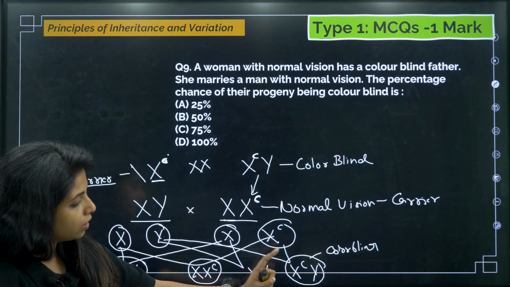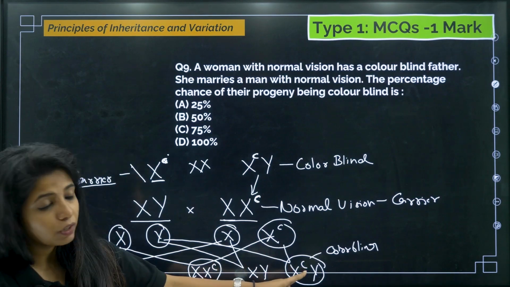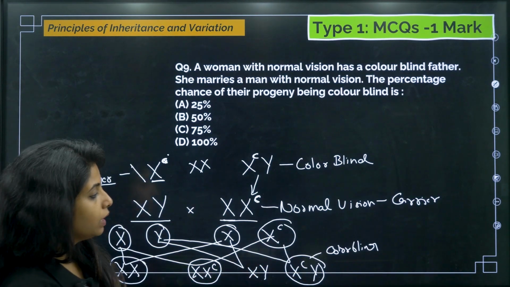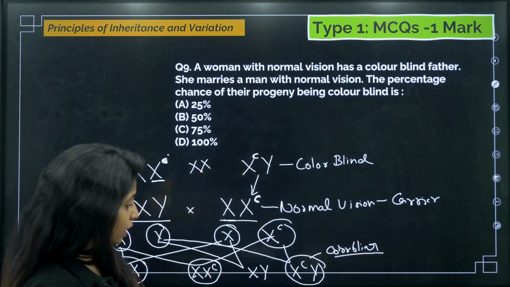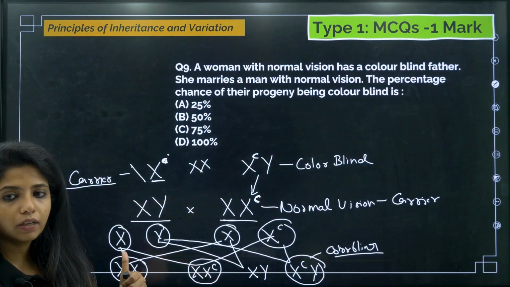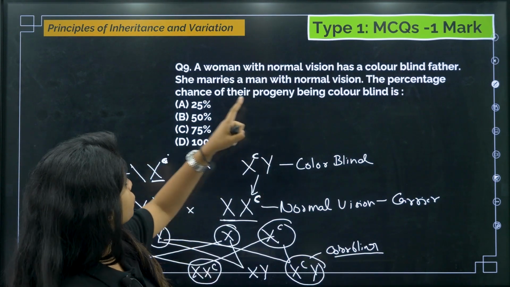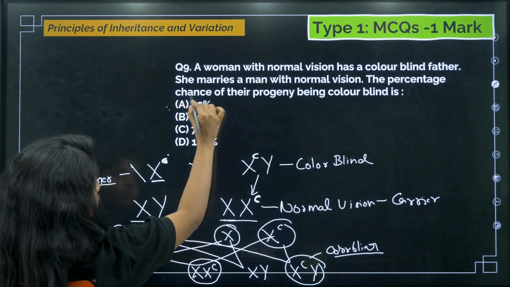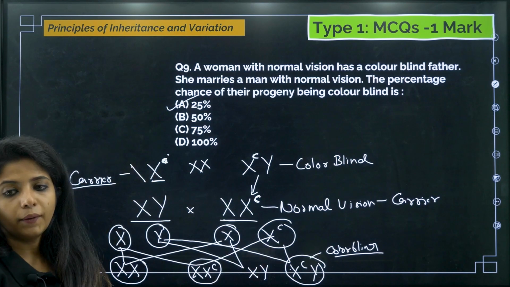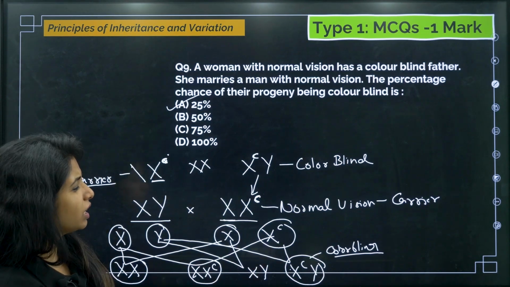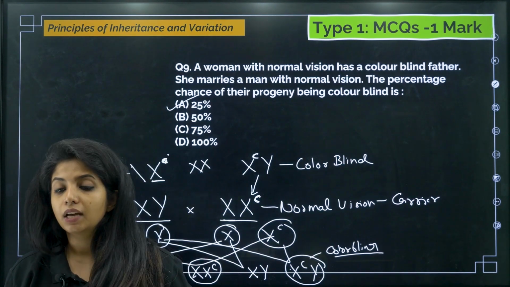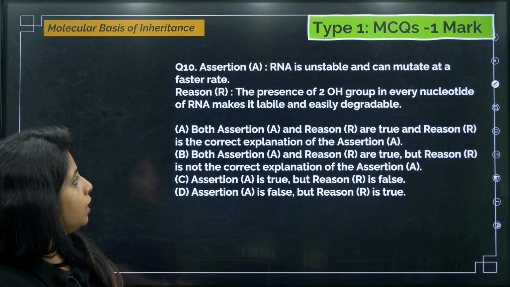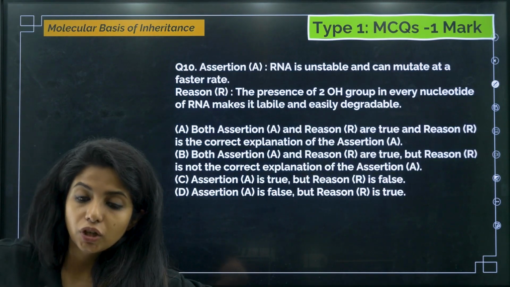So how much percent, children? 25, 25, 25, 25. This is 25% of the guys among the progenies produced who will be colorblind. 25% will be just the carriers. They are not the colorblind people. So the percentage chance of their progeny being colorblind is, children, 25%. Okay, got it? I find these questions very interesting when it comes to color blindness. If you know these things, it's very easy. Now let's solve the 10th question.